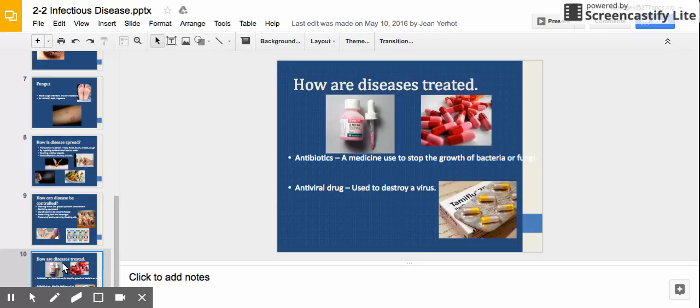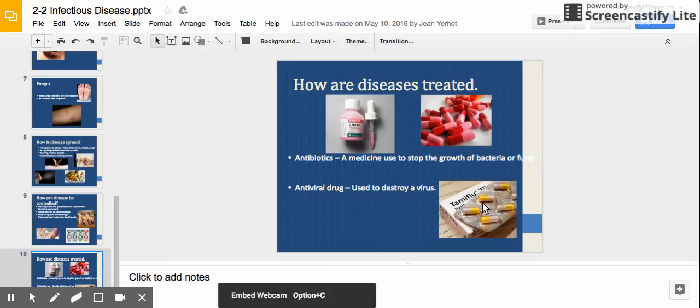Diseases, like I mentioned earlier, are treated typically one of two ways. If the thing that's making you sick is a bacterium, then an antibiotic would be used to treat that, or possibly if it's a fungus, there are also antifungal medications. If, however, the thing that's making you sick is a virus, an antibiotic won't be effective because the virus is non-living. So instead, you would need an antiviral drug.